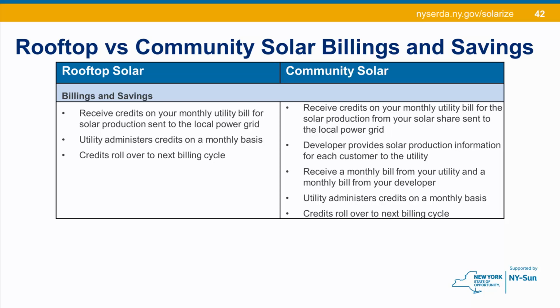In a community solar campaign, participants will receive credits on their monthly utility bill for the solar production from their solar share sent to the local grid. The developer will provide solar production information for each participant to the utility. Participants will then receive a monthly bill from the utility and a monthly bill from the developer. The utility administers these credits on a monthly basis, and excess credits will roll over to the next billing cycle.